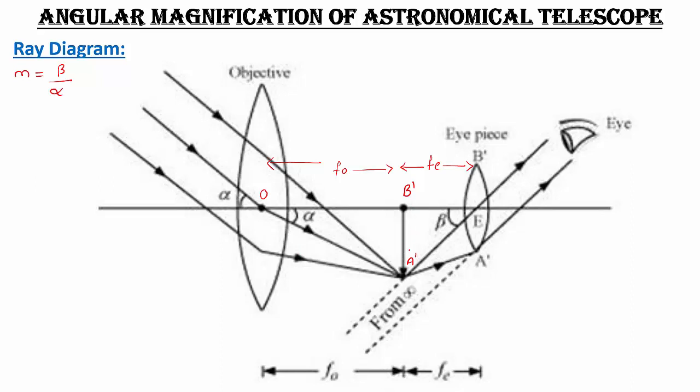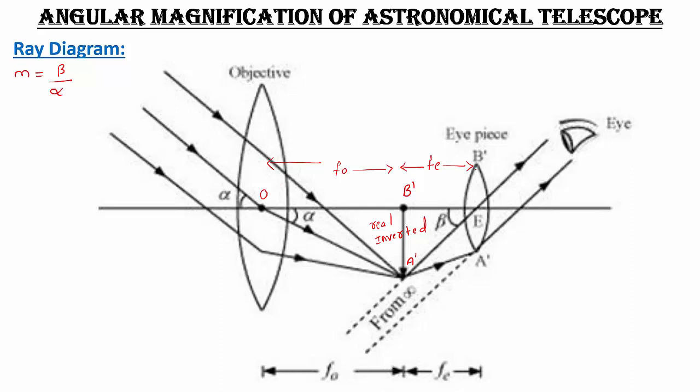Now A dash B dash is the image of this heavenly body. The heavenly body is completely away from the observer. Here you can observe the image is inverted and it is also real. So we got a real and inverted image, which is denoted by A dash B dash.